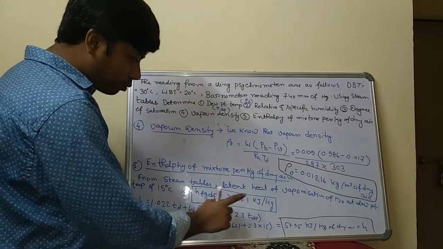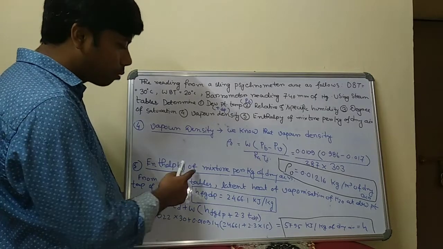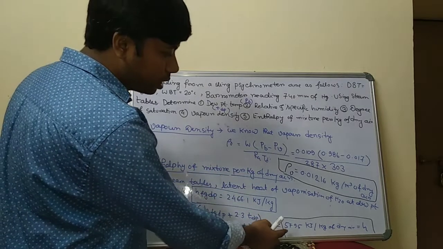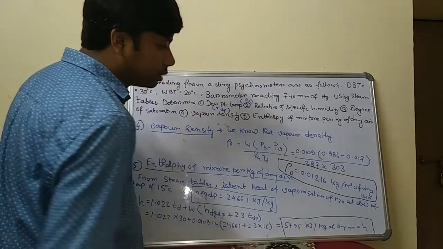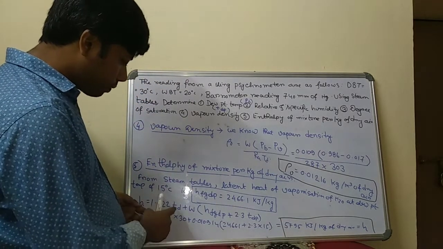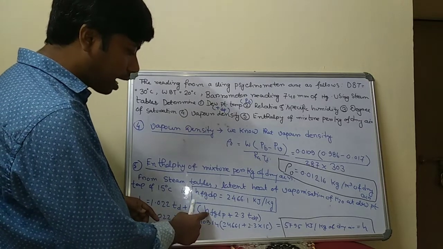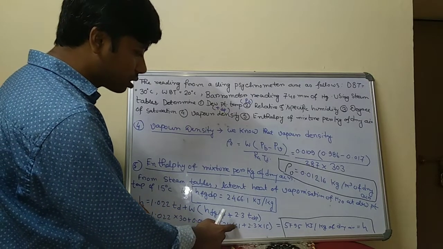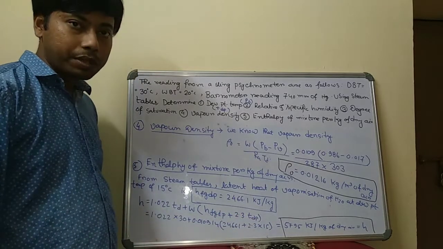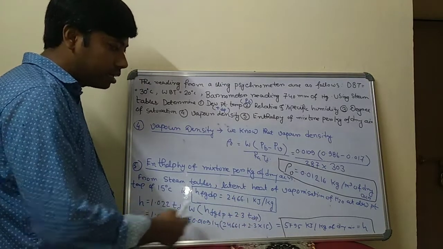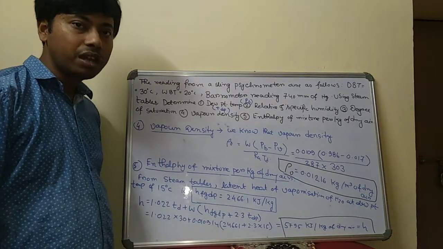Now if you put all these values, you calculate H, the enthalpy of mixture per kg of dry air, which will be 57.95 kilojoule per kg of dry air. If you put these values, TD as 30 degrees centigrade, W as 0.0109, HFG dP as 2466.1, and TdP, the dew point temperature, as 15 degrees centigrade, you get 57.95 kilojoule per kg of dry air.